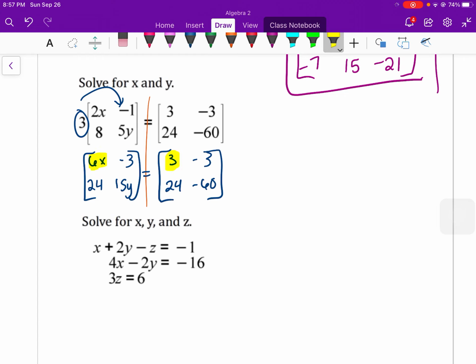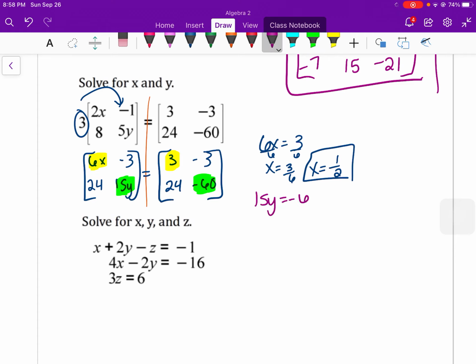So that means that your 6x has to be equal to the 3 spot. And if 6x equals 3, then that means if you divide by 6, x will equal 3/6, or reduced, x equals 1/2. And then the y is down here in this spot, so that means that 15y has to equal -60, so dividing by 15, y has to equal -4. So you get x is 1/2 and y is -4 for your answers for that one.